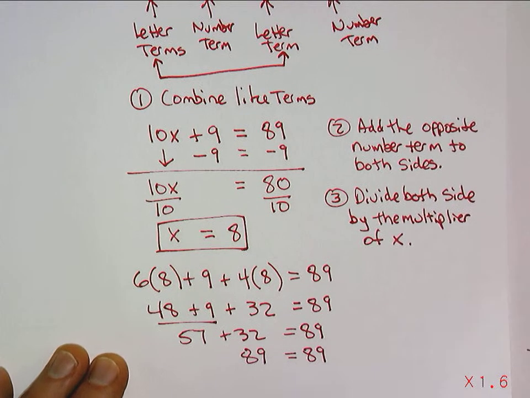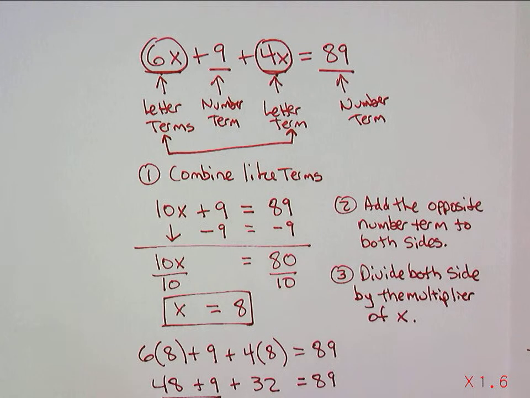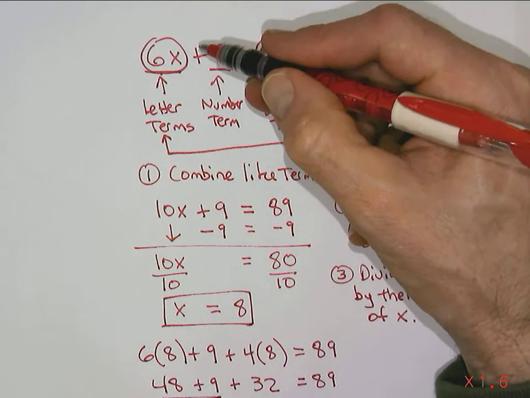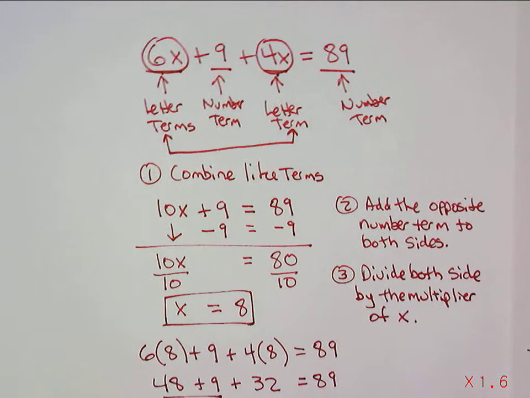So combining like terms, again, the key is to put those terms together. We don't want two sets of x's on one side. We want to combine like terms so that we can make this problem a simpler problem to solve. So let's look at one more example of combining like terms.